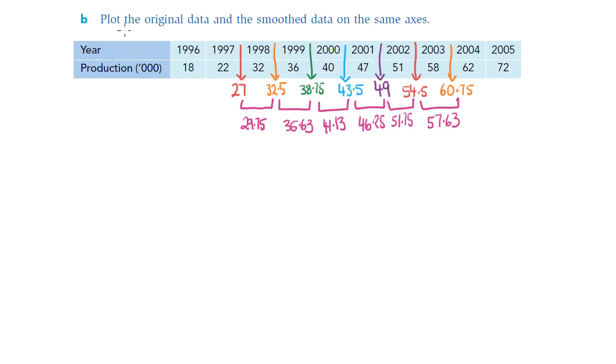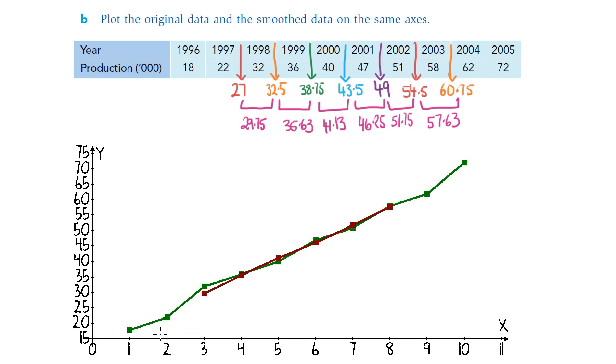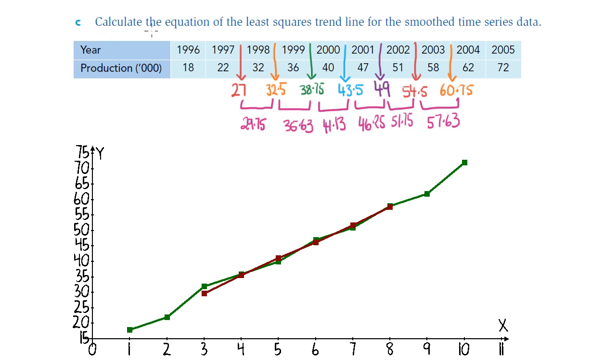Part B wants me to plot the original data and the smoothed data on the same axes. Here's what that would look like. The green is the original and the red is my new smoothed data. Part C wants me to calculate the equation of the least squares trend line for the smoothed time series data. So what I've entered into my lists to get this graph is t equals 1, 2, 3, 4, 5, 6, 7, 8, 9 and 10.